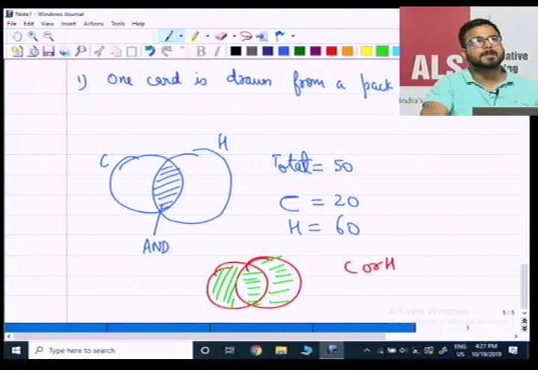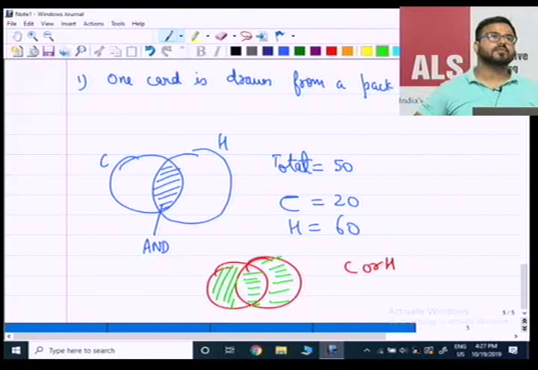Is this clear? Itanagar, is this clear, the difference between AND and OR?